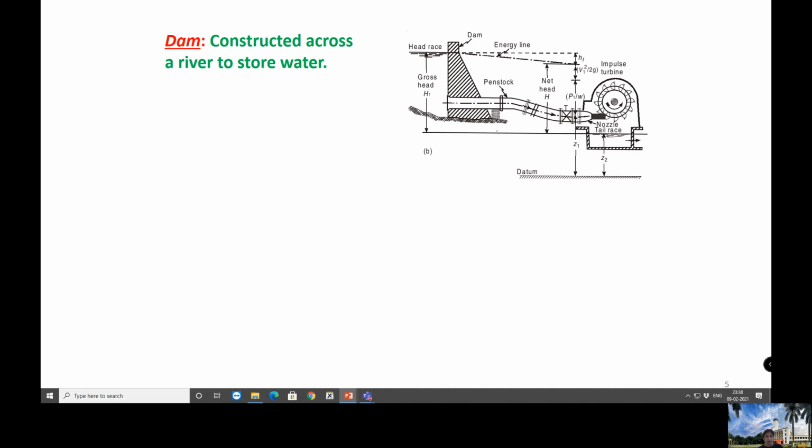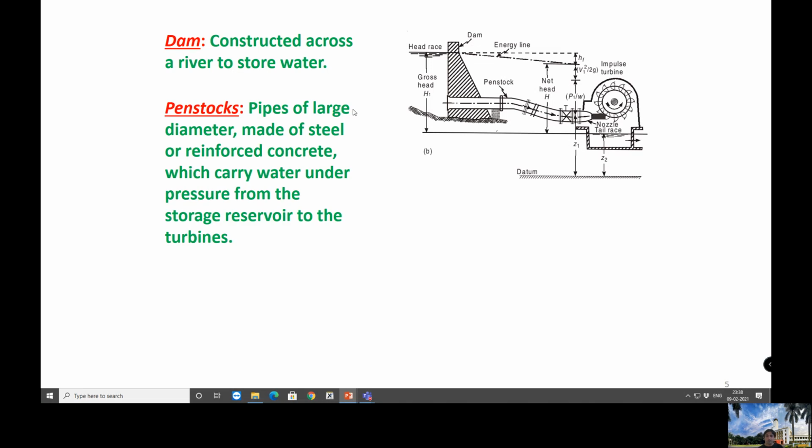So dam. A dam is constructed across a river to store water. So this is a dam. This is sort of a hydraulic structure. Penstocks. You see, this is the penstock. Penstocks are pipes of large diameter made of steel or reinforced concrete, which carry water under pressure from the storage reservoir to the turbines. So the penstock carries the water to the turbine.